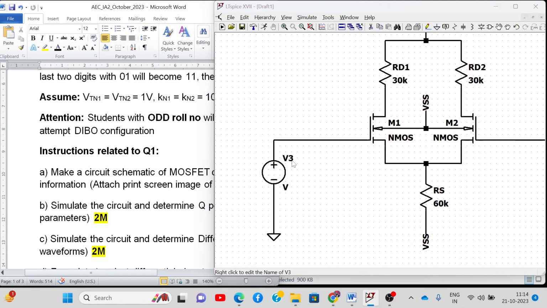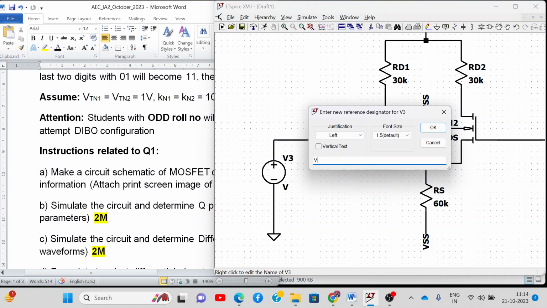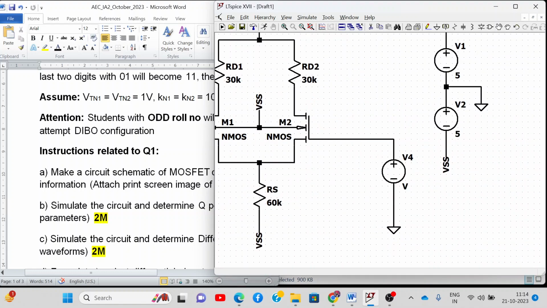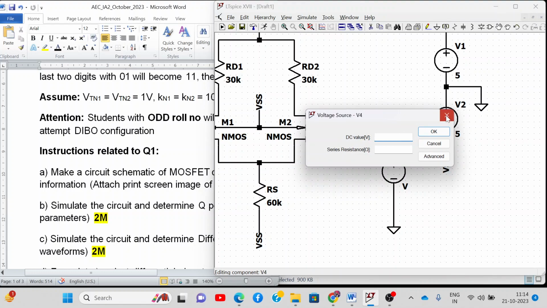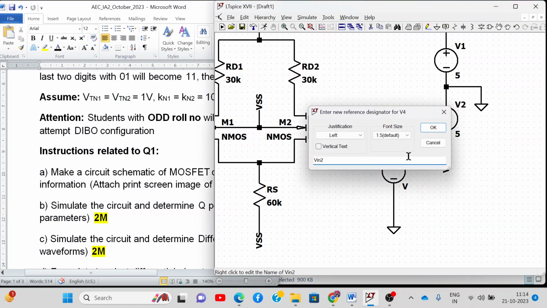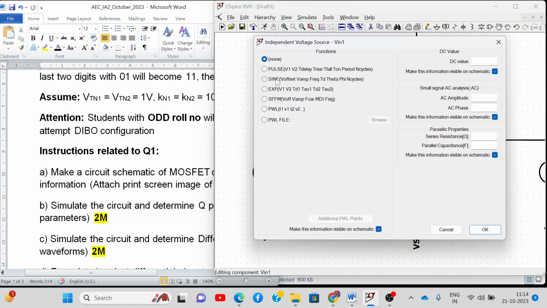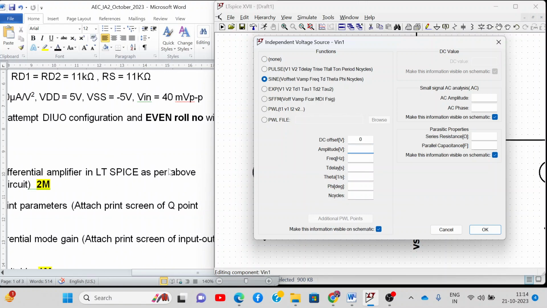Here let me call this Vin1. This is not the label, this is just the supply voltage name. Let me call the other one Vin2. Now right click, I have to apply a sinusoidal voltage over here. I'll go to sine, and here I have to give DC offset as 0. Input is 40 millivolt peak to peak, so I'll give 20 millivolt, because this is the peak value. Frequency you can keep as 1 kilohertz. Delay time 0, theta 0, phi 0.